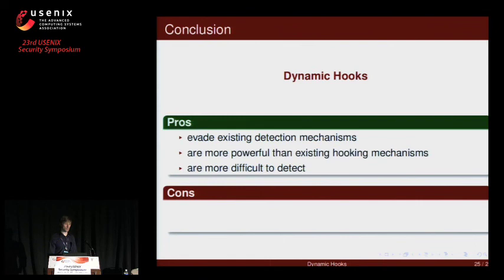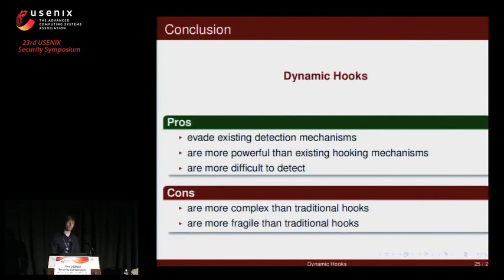There are also a few disadvantages, of course. First of all, this hooking form is naturally more complex than traditional hooks because we leverage vulnerabilities and exploits. In traditional hooking, we just modify a function pointer or we modify code. And dynamic hooks are more fragile than traditional hooks because we update data, and this data may be used in different places within the kernel. But as I said before, we have shown that we can use this mechanism despite this restriction to create reliable hooks. I thank you very much for your attention, and if you have any questions, I would be happy to answer them.